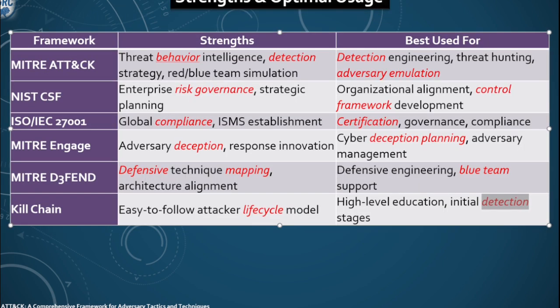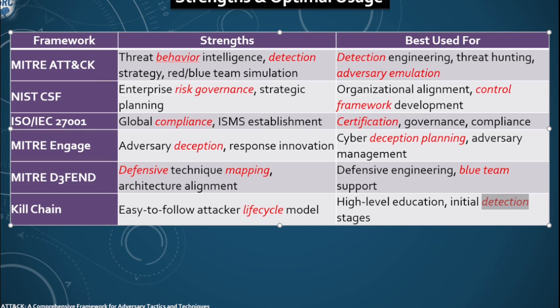Let's look at the strength and optimal usage. MITRE ATT&CK, which we understand by now, is all about behavior and detection, and is used by the red team. Best use is for detection and adversary emulation. Once you understand how an adversary is behaving, you can strategize how your responses would be. The NIST CSF is about governance. Best use is by the controls team using the control framework of NIST.